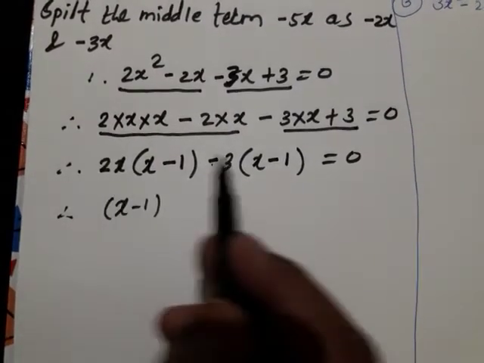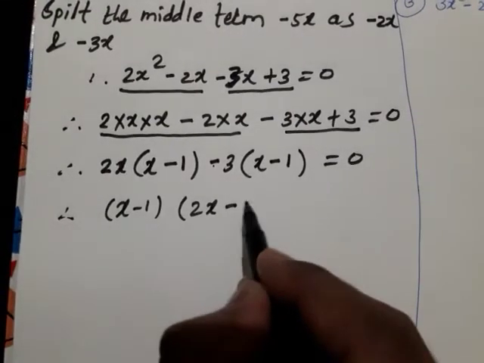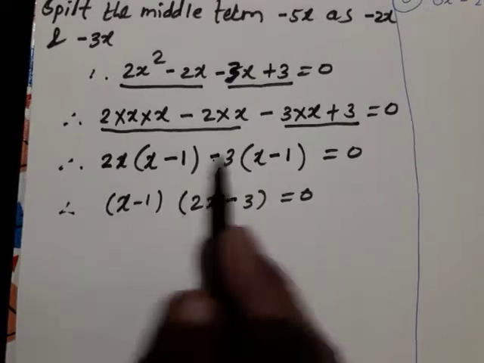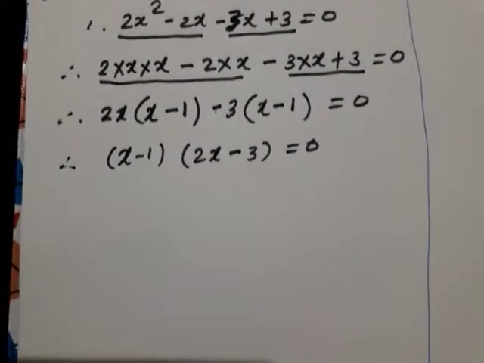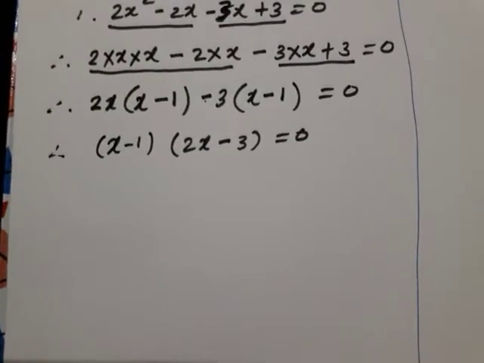Then what will remain? 2x minus 3. That I will write in another bracket. 2x minus 3 is equal to 0. This is 2x, this minus 3, bracket complete, is equal to 0. Got idea up to this step? I hope you are getting an idea about it.